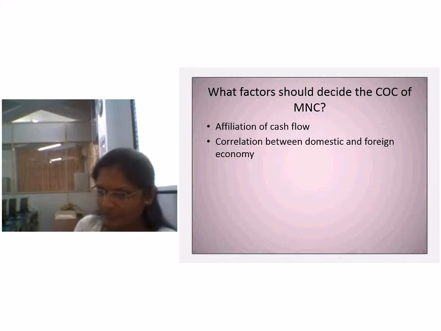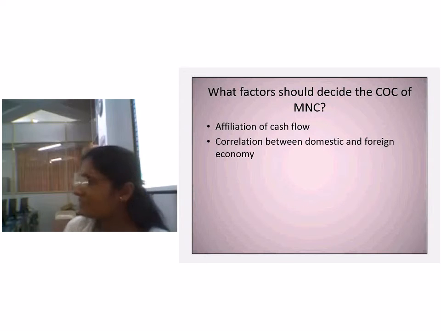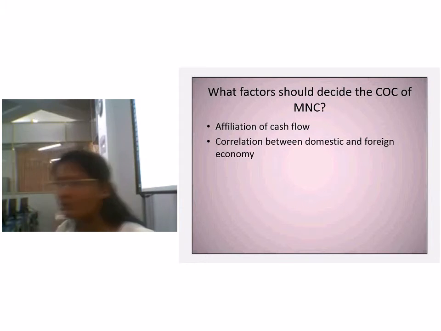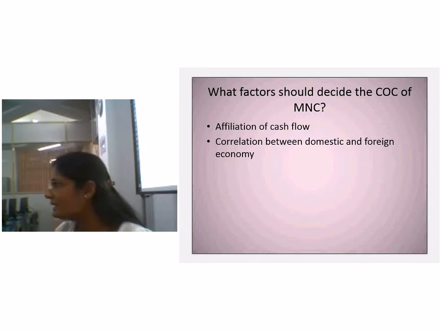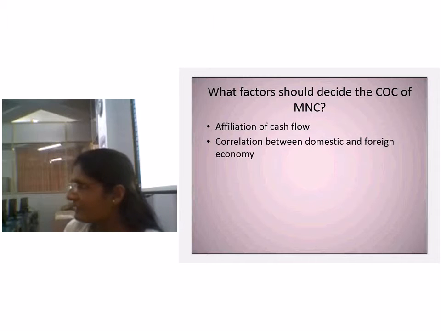So the stated currency of this cash flow is also affecting the cost of capital of the multinational company. If that particular currency is highly volatile, highly fluctuating, highly devaluating, there is a risk for the company, right? So their cost of capital would also be fluctuating based on the cash flow, based on the currency value, right?